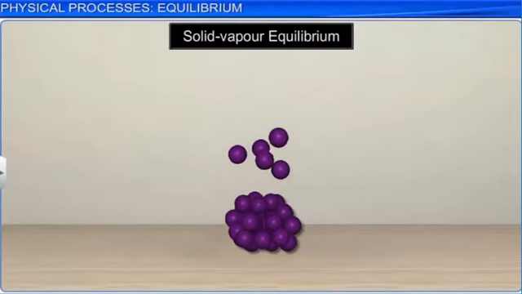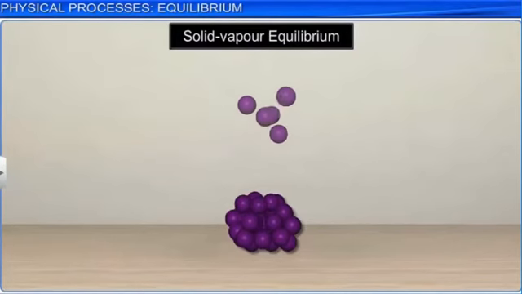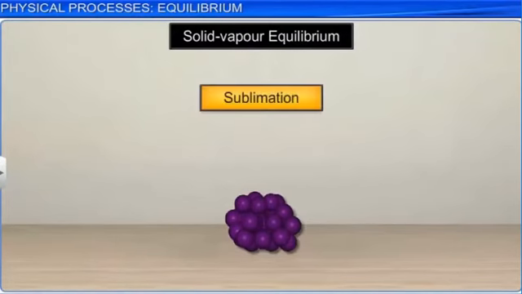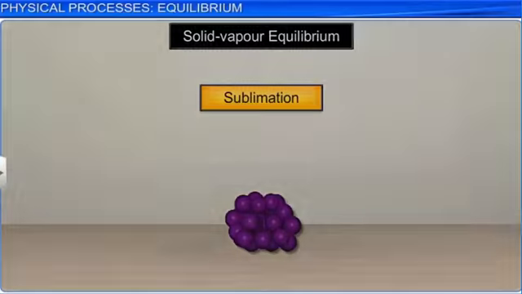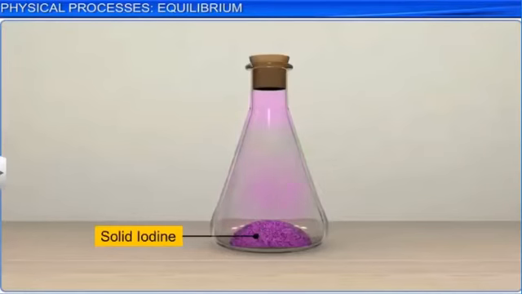Observe the solid iodine placed inside the conical flask and fitted with a cork. You can see the vessel getting filled up slowly with violet vapors. Have you observed that the intensity of the color has become constant? At this stage, we can say that an equilibrium state has been attained for the system.